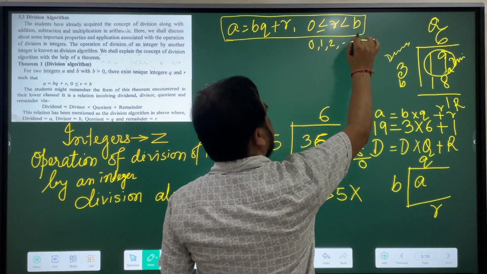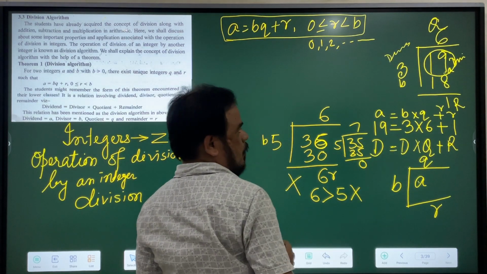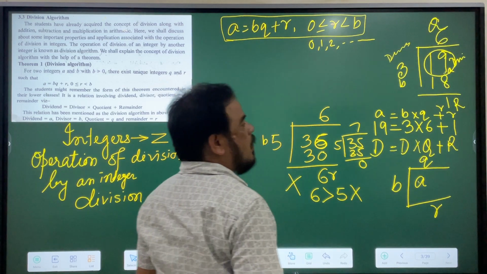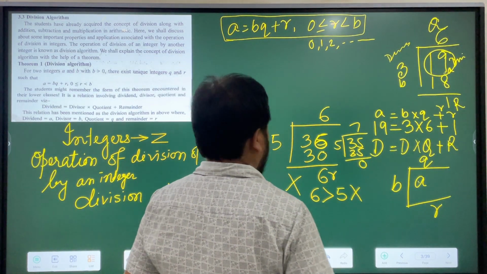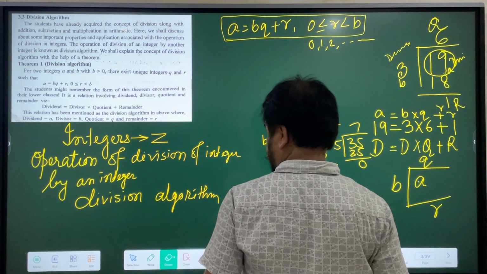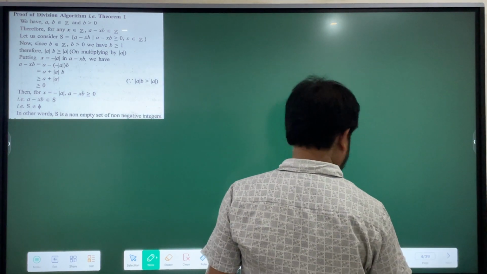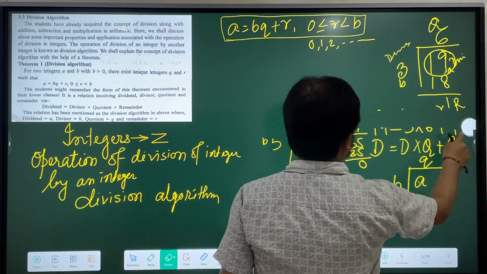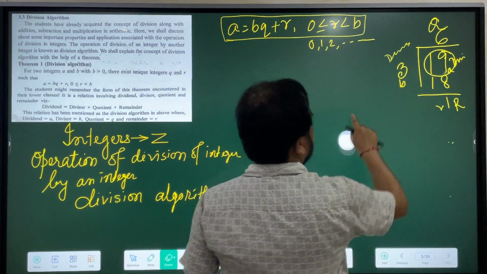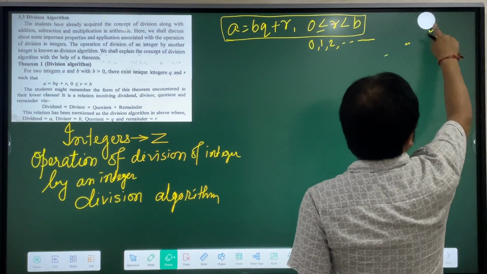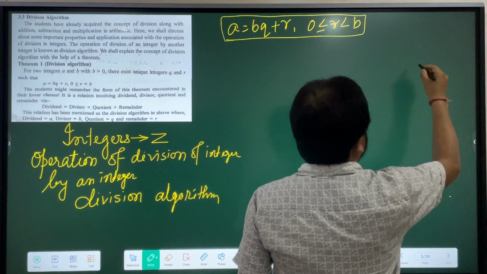But whatever we get, that must be smaller than B. What is B? B is the divisor by which we divide a number. That is called divisor. You can pause the video and note it down, no problem for you. So let me write this way.